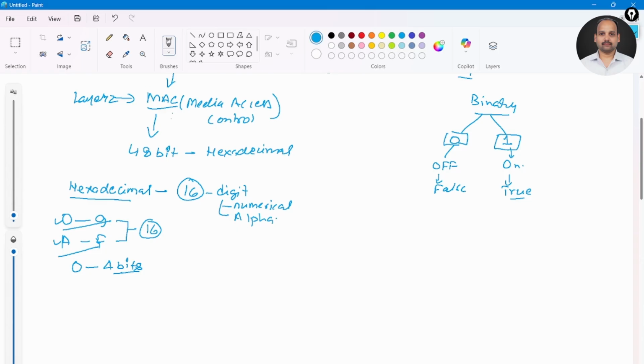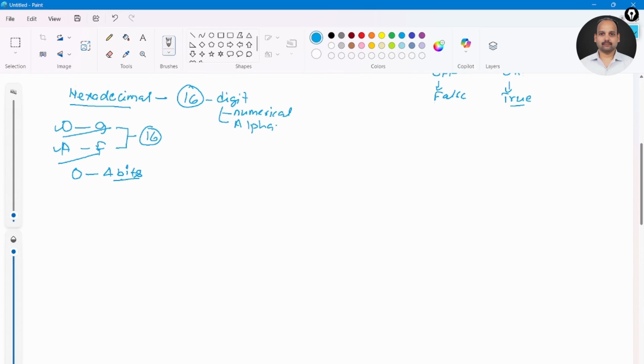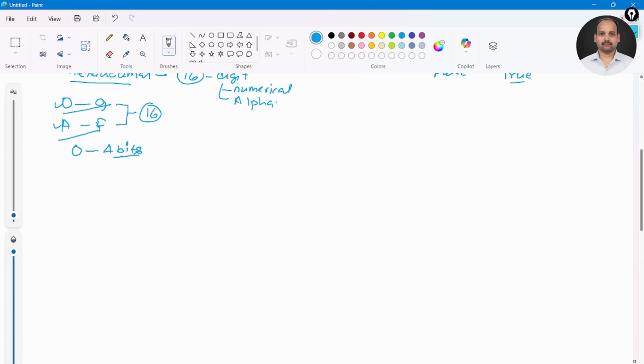If I describe your physical address, it is totally defined in 48 bits. Your physical address is defined in 48 bits, and the 48 bits are equally divided into 6 octets. Every octet has an 8-bit value.